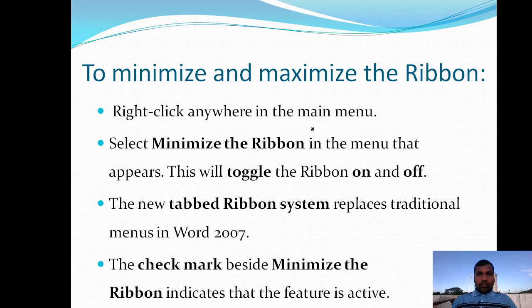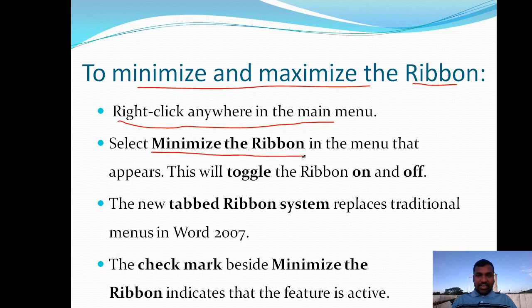First of all, how to minimize and maximize the ribbon. If you want to minimize or maximize the ribbon, what you need to do is go to the menu bar and right click anywhere on the main menu. Select the option Minimize the Ribbon in the menu that appears.